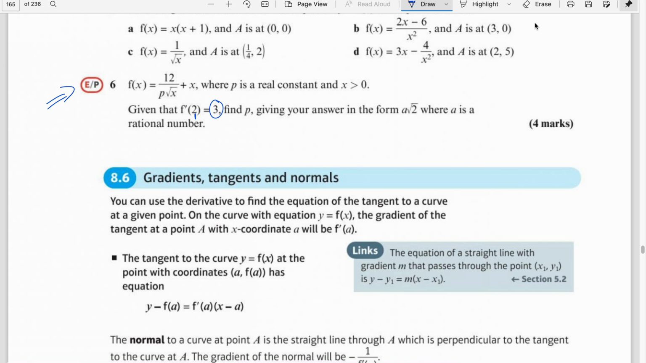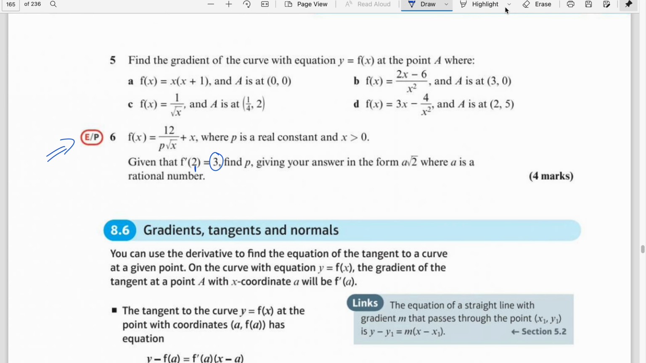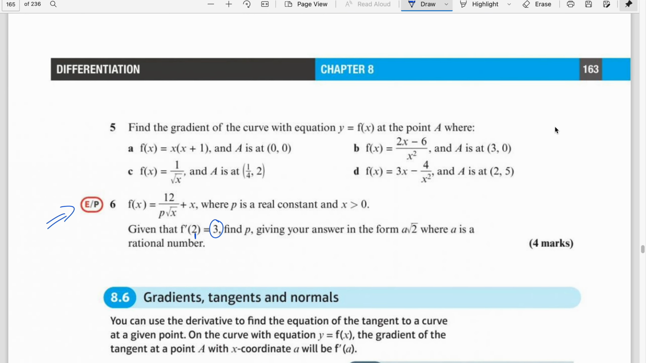Now let's start. Let me have some writing space. This is f of x is equal to 12 by p square root x plus x. I find it easy when all the x terms are in the numerator. So let 12 by p, the constant, times x raised to the power negative 1 by 2. When it goes up, the power's sign changes. Now I'm going for differentiation.